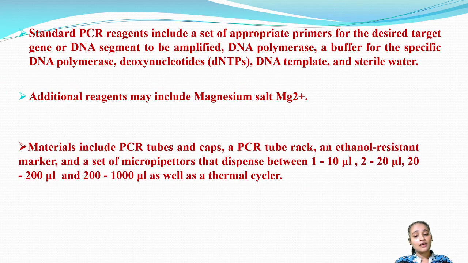Materials include PCR tubes and caps, a PCR tube rack, an ethanol resistant marker, and a set of micropipettes that dispense between 1 to 10 microliters, 2 to 20, 20 to 200, and 200 to 1000 microliters, as well as a thermocycler.